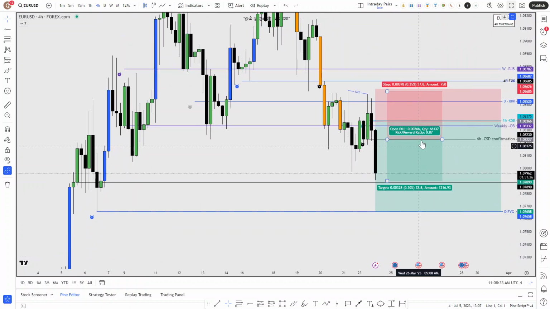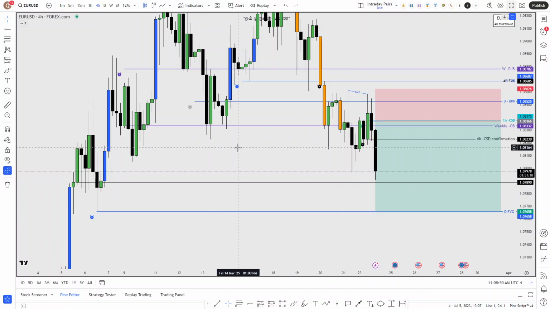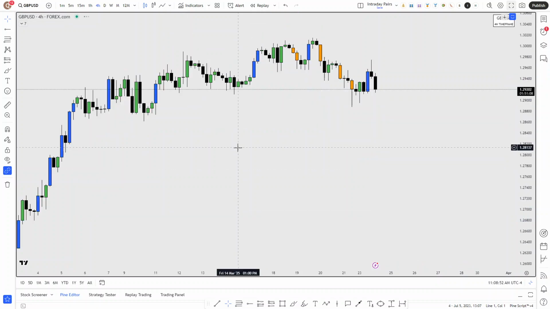But okay, that is for a later part. As of now, we have 1 hour CSD confirmation, and we have placed the CSD limit order over there, and we'll wait for 4 hour CSD confirmation. If it happens, then we can place a separate limit order for the 4 hour CSD confirmation. Okay, clear? So now we'll be going to GBP.